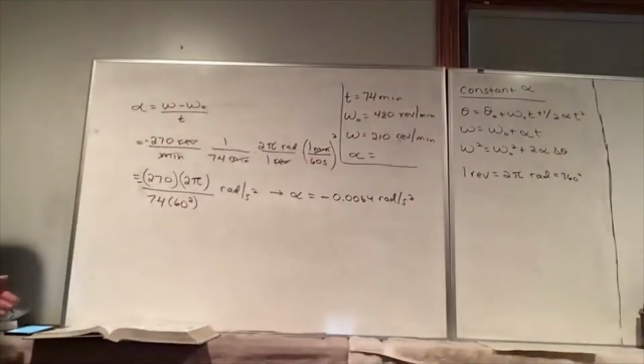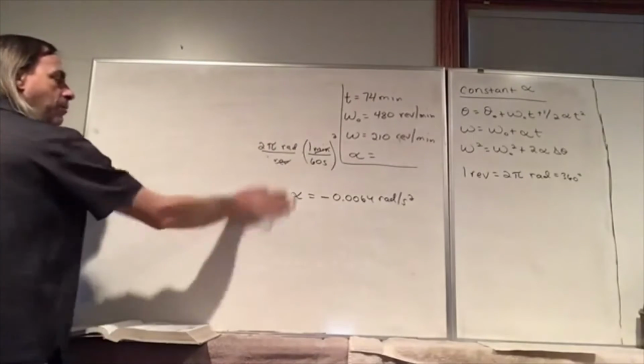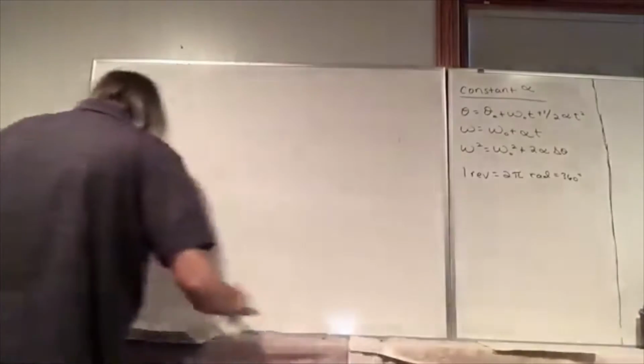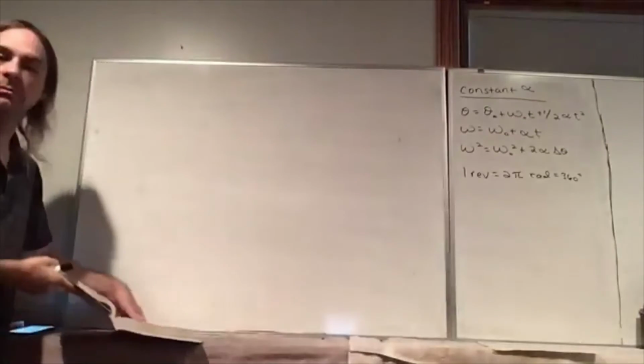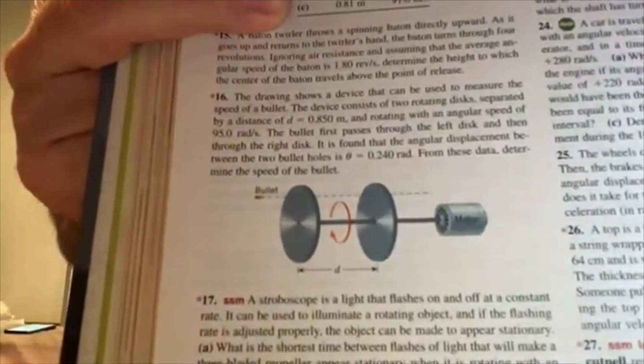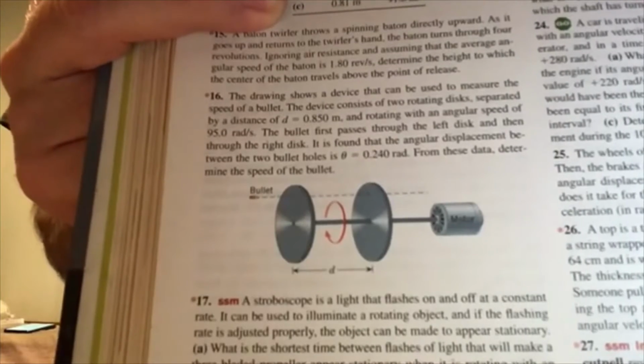So let's see if I can find something somewhat less straightforward. I don't think I did this one in class, but it's kind of an interesting one. Let me hold up the picture because a picture will do a better job than I can in drawing. So we have this device here with a motor that's rotating a shaft that has these 2 discs on it, and we're shooting a bullet through them. So let me read the problem.